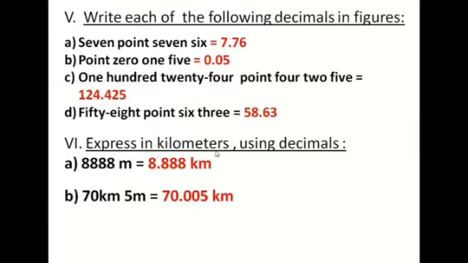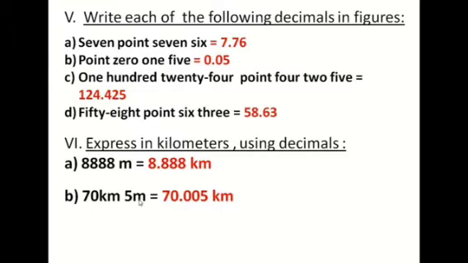Next main, express in kilometers using decimals. So here it is given in meter, you have to convert it into kilometer. So you know 1 kilometer means 1000 meter. We can express it 8888 by 1000 kilometer. So your decimal point will be shifted after 3 place from the right. So it will be 8.888.